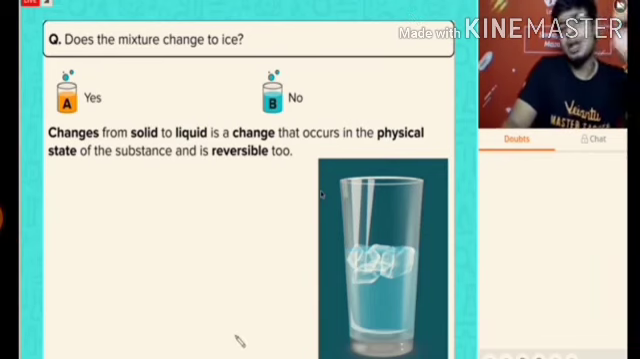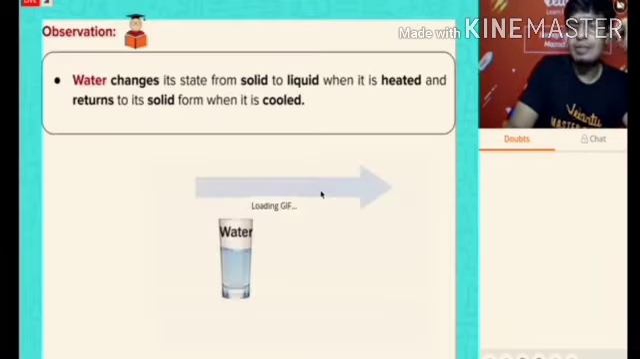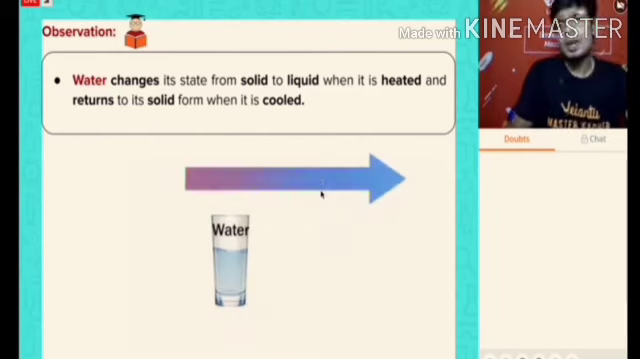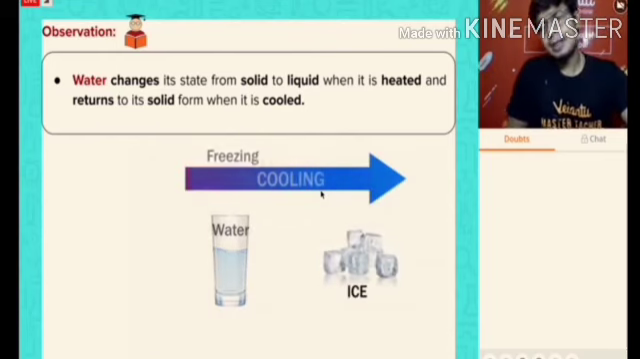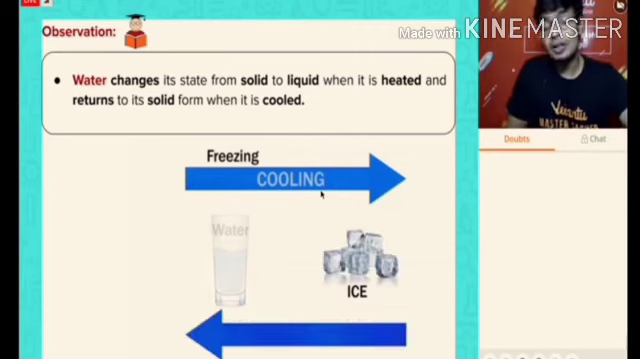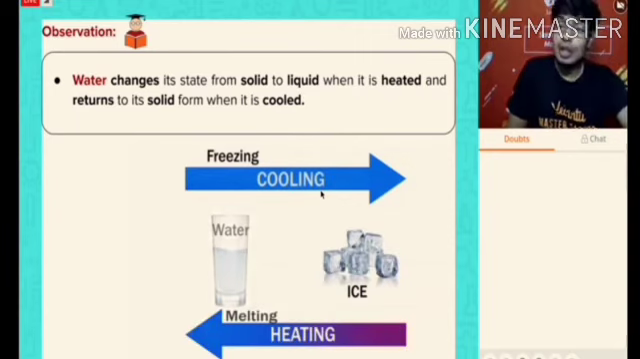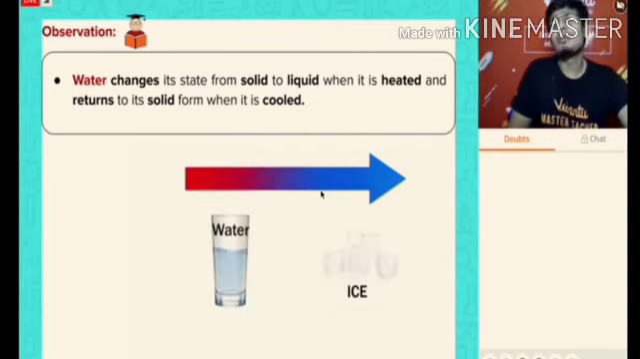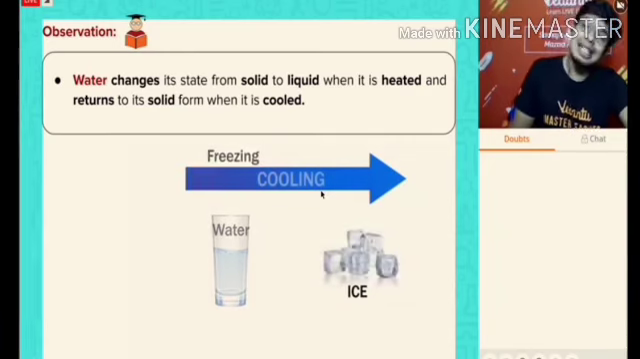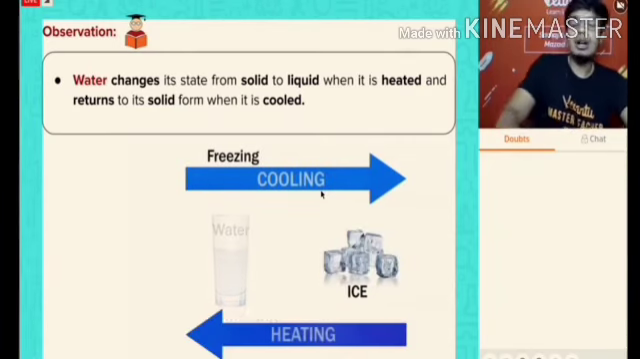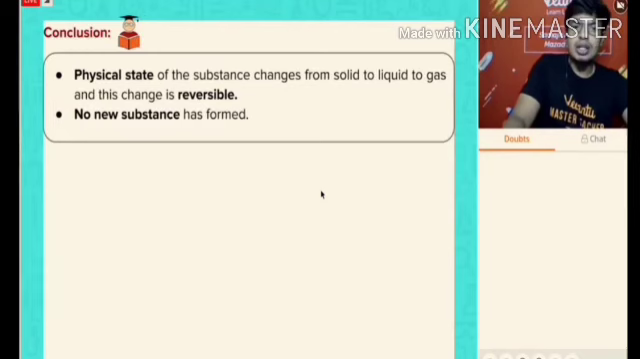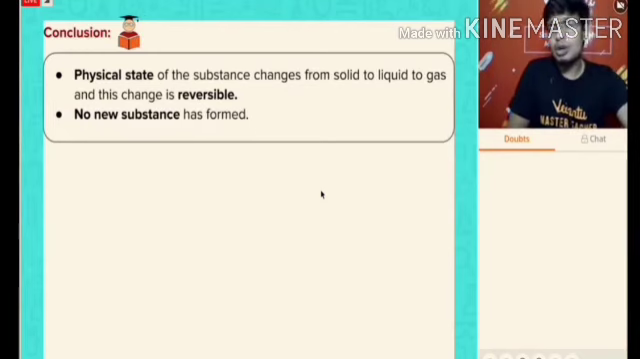Let's go forward. What did we observe from the activity? That when we keep it in the sun, if we increase the temperature, the ice turns into water. And again, if you keep it in the fridge, by reducing the temperature, you're cooling it, it becomes ice again. So this change is a reversible change. In a reversible change, the physical state of a substance changes from solid to liquid to gas, and this change is reversible.